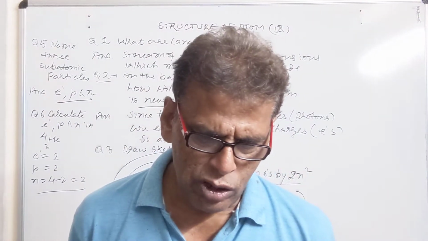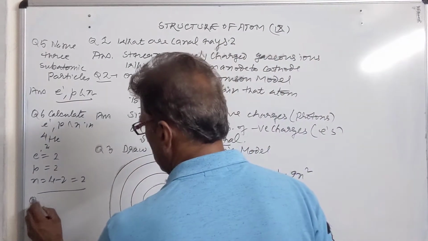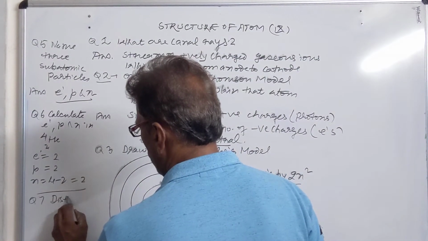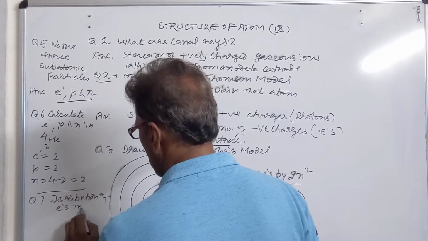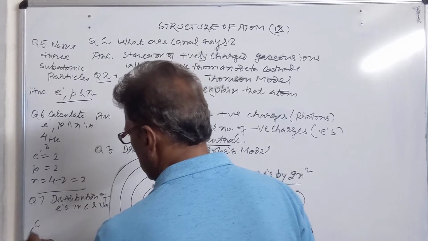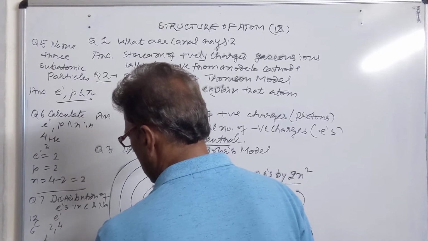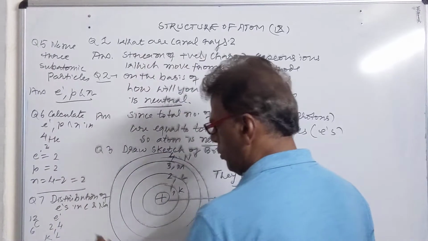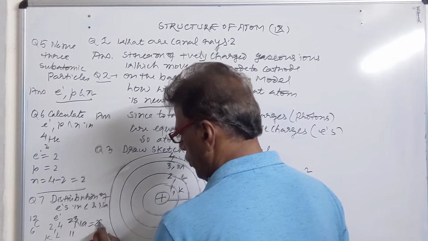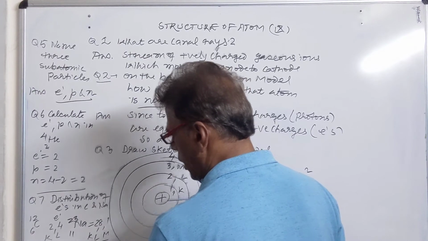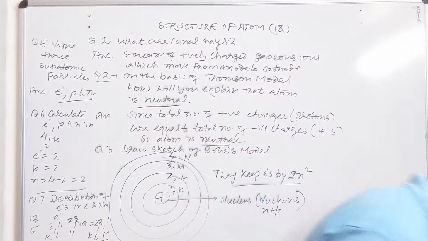Then write the distribution of electrons in carbon and sodium atoms. This is our question number 7. Distribution of electrons in carbon and sodium. So carbon has atomic number 6, mass number 12. Electrons will be 2, 4. K shell has 2 electrons, L shell has 4 electrons. Then we have sodium, atomic number is 11, mass number is 23. It will have 2, 8, 1 electrons. K, L, M shell. M shell has 1 electron, that is called the valence shell of this atom.